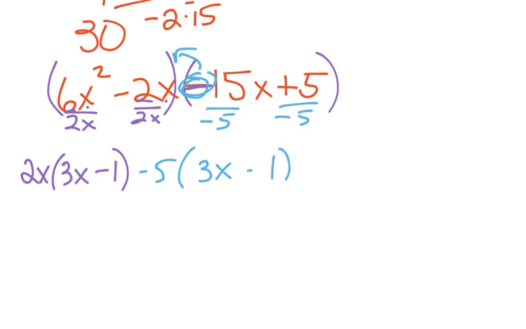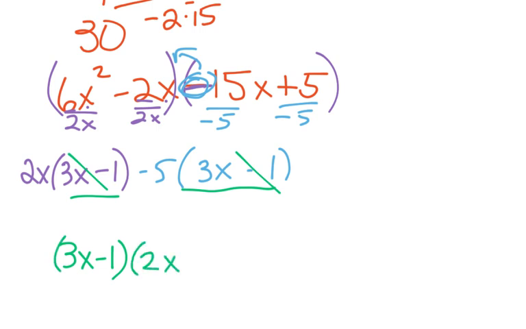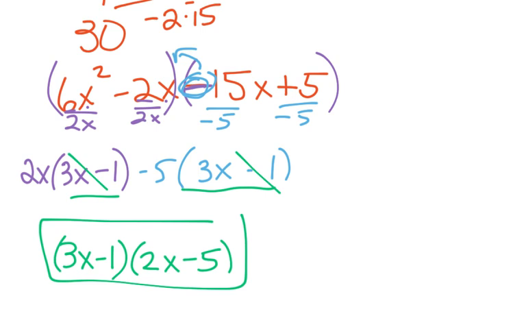And now that works out well because now they are the same. So I'm going to pull out the 3x minus 1. Oops. 3x minus 1. And it leaves me with 2x minus 5. And voila.